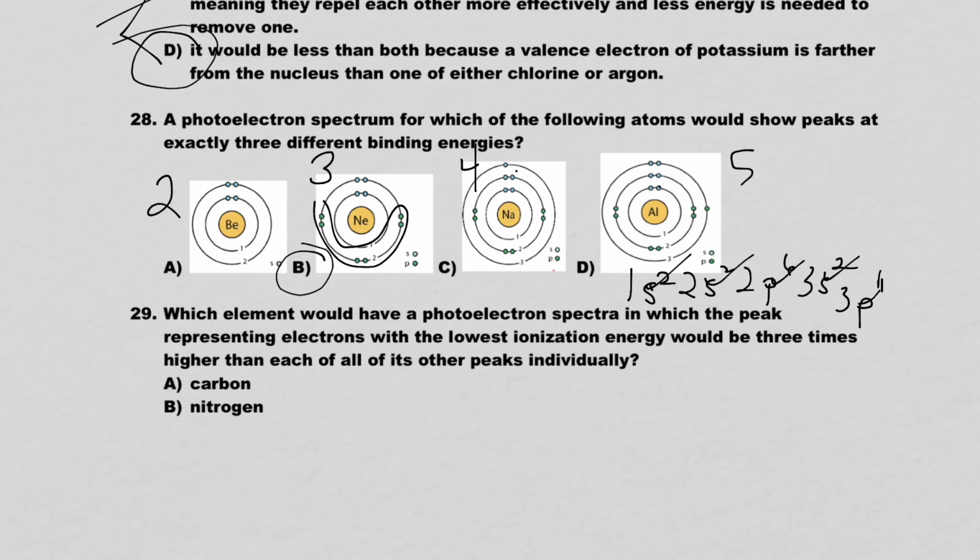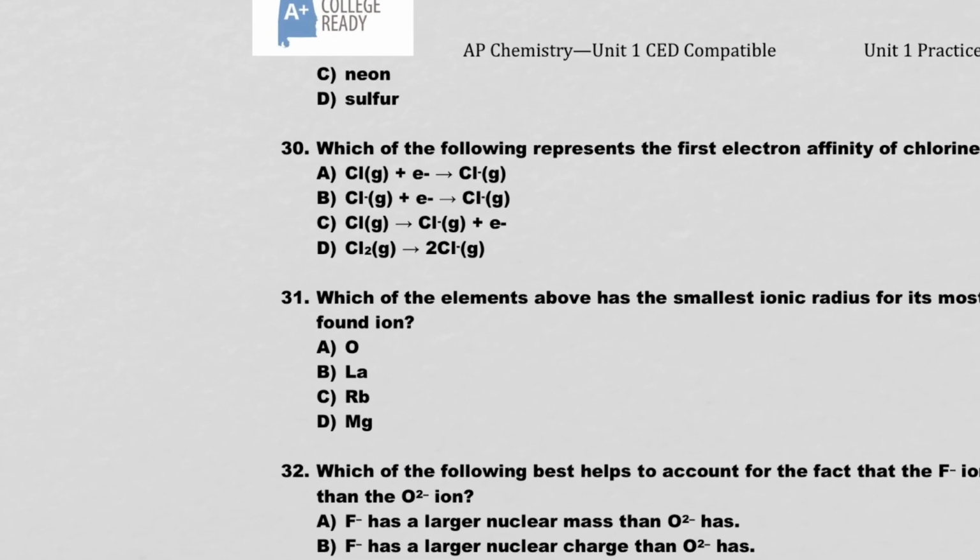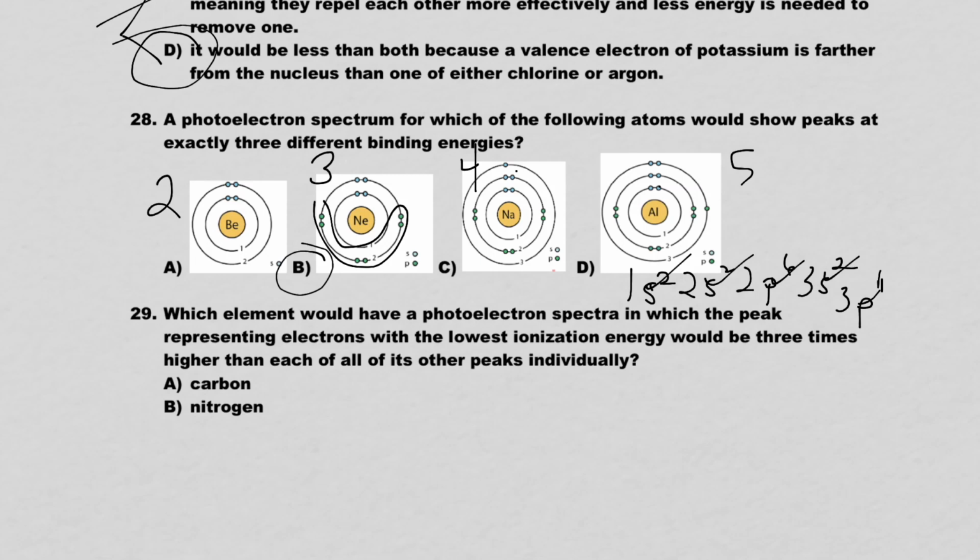All right, 29. Which element would have a photoelectron spectrum in which the peak representing electrons with the lowest ionization energy would be 3 times higher than each of all of its other peaks individually? Okay, let's look at the other two answers, neon and sulfur. So what peak has the lowest ionization energy? It's going to be the last one, the valence. It would be 3 times higher than each of all the other peaks individually.